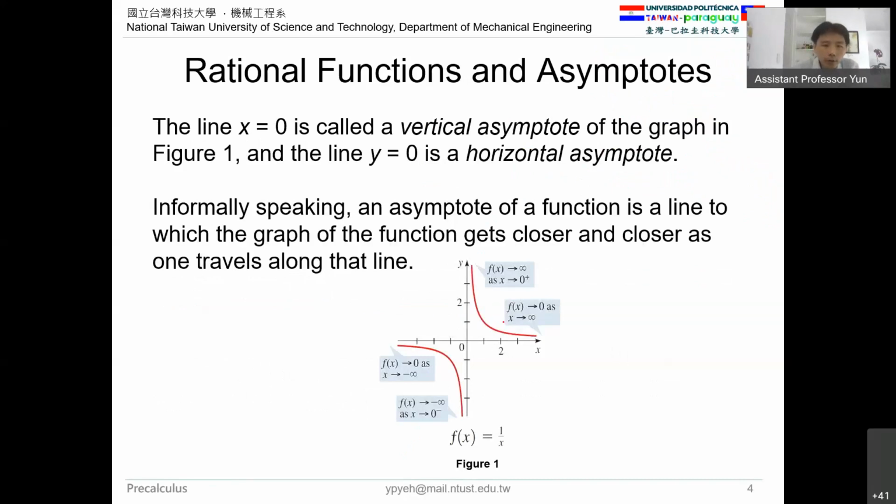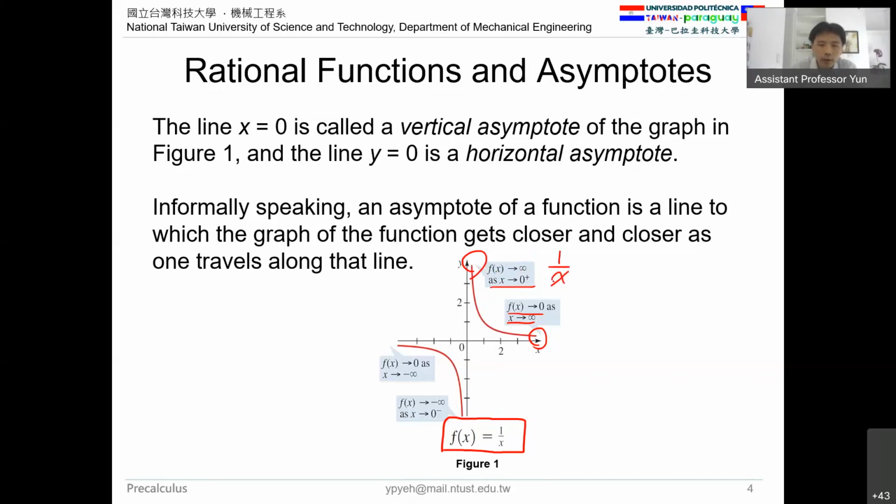So as we learn the rational function, we take the most basic example, which is f of x equal to 1 divided by x here. Just as we explained, if we have this function, we can try to estimate the end behaviors. For example, when x approaches infinity, then f of x will approach zero. When x approaches zero from the right-hand side, then f of x will approach infinity here.